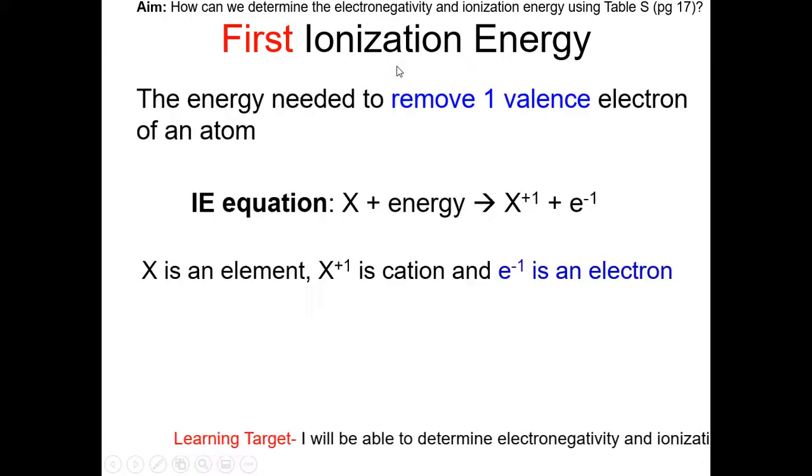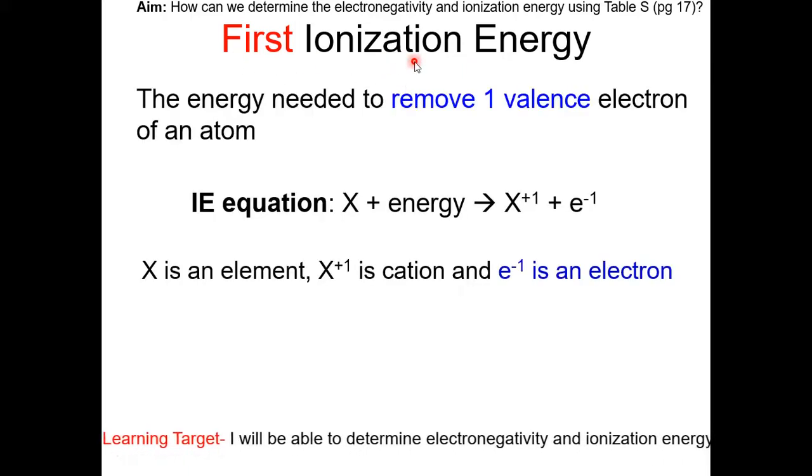Now we are going to talk about the first ionization energy trend. What word do you see in ionization? You see the word ion. So basically, ionization energy is the energy to make an ion. What type of ion? We're making a positive ion. So the first ionization energy means the energy needed to remove one valence electron of an atom.